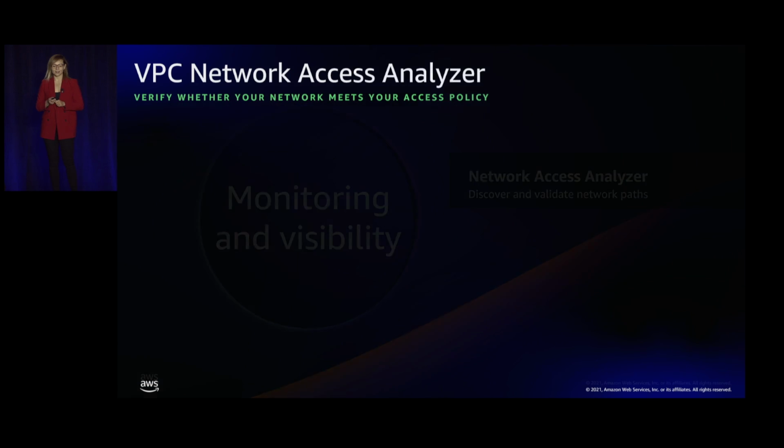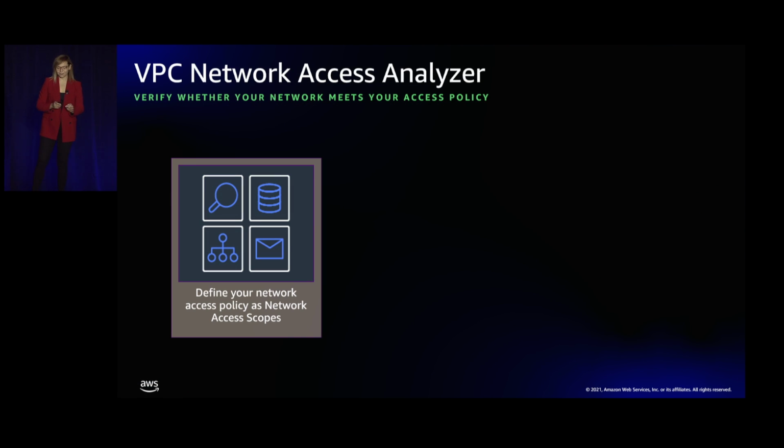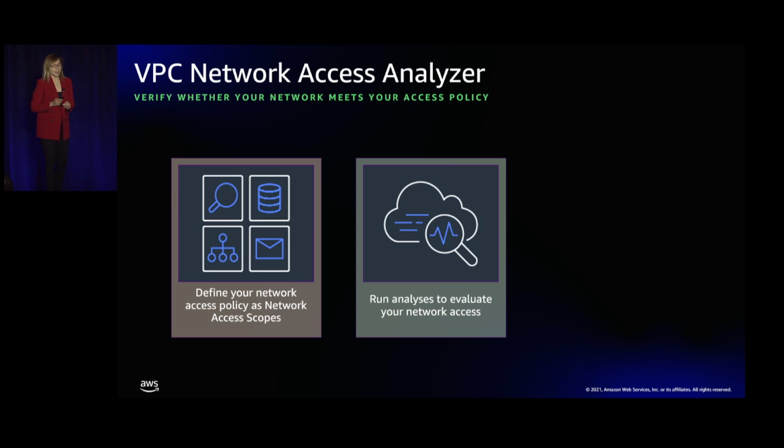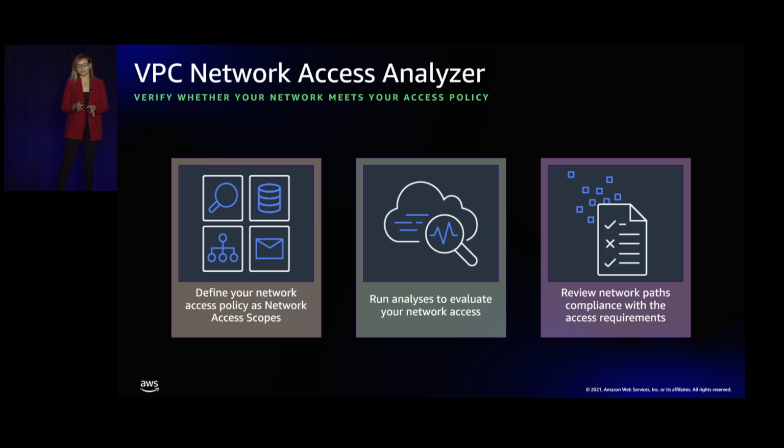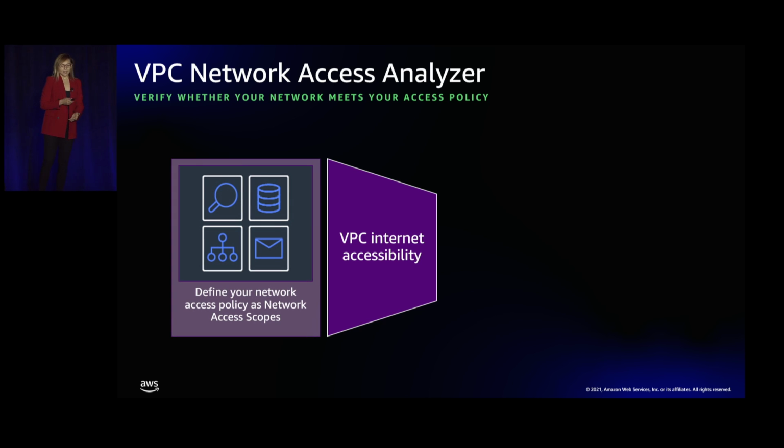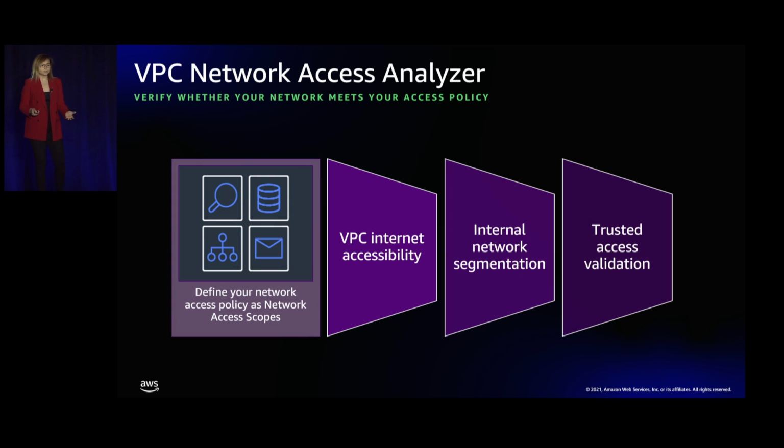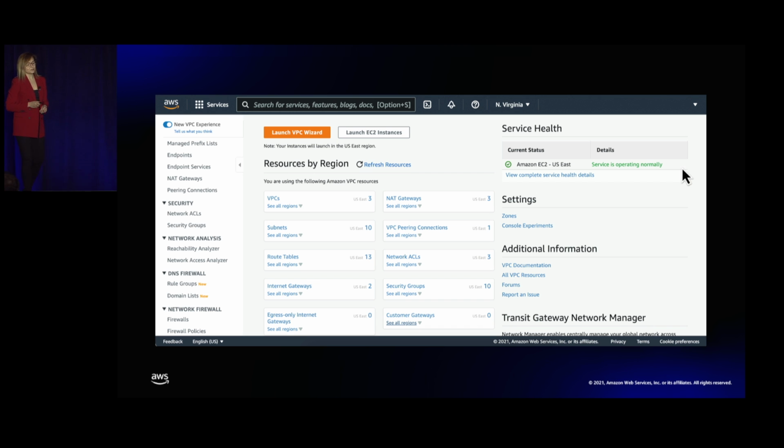Let's focus first on Network Access Analyzer, and we have a very little amount of time left. So what you can do with it is define your network access policy, run analysis, and understand what your network paths are and if they fit your access policy. For this, there are multiple paths that can exist on your VPC: internet connectivity, network segmentation, and access to private networks. Well, let's see how this works.